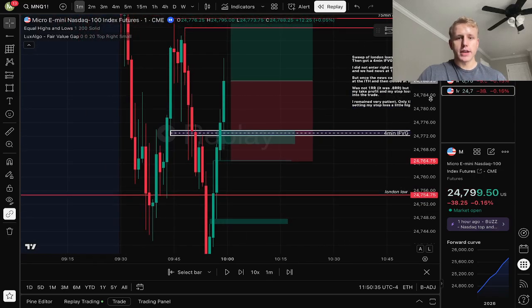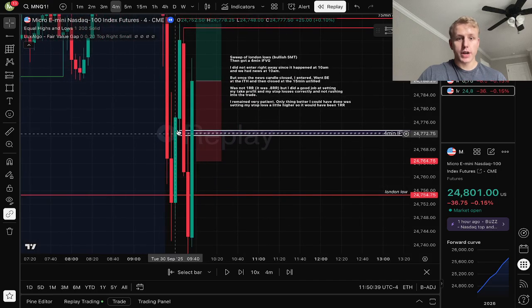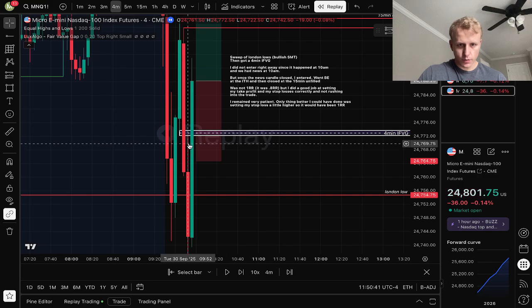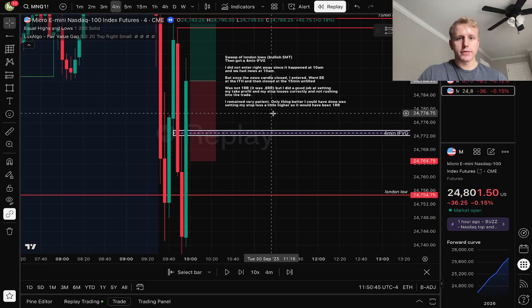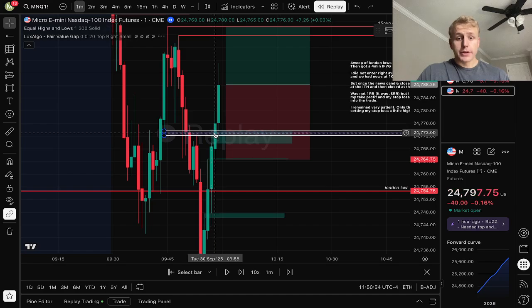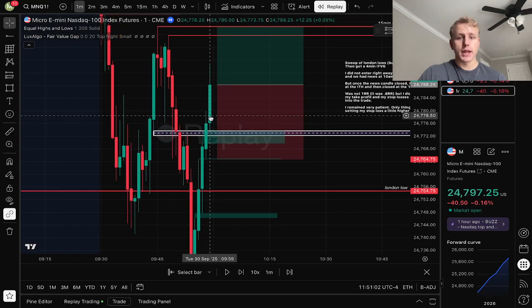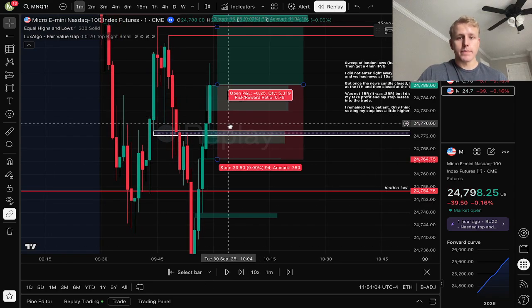I also saw a 4-minute inversion. As you can see right here, there was a 4-minute fair value gap right here. So I was looking for an inversion of that after the sweep of liquidity here to be my entry point. What happened was we did indeed invert that 4-minute gap, and that happened at 10 a.m.